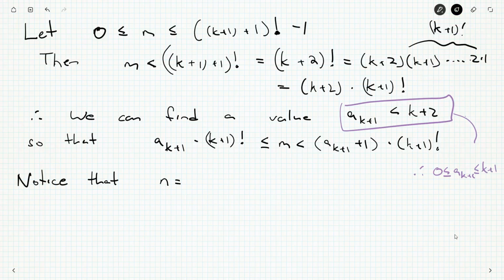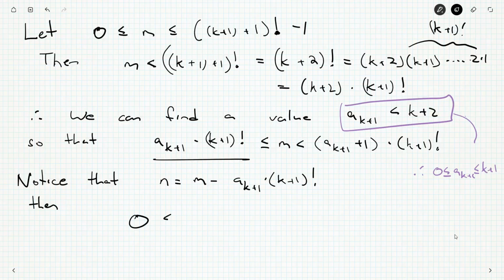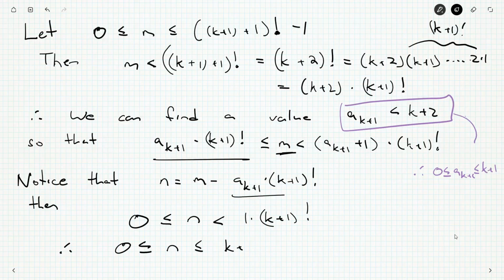Notice that if I define n to be m minus a_{k+1} times (k+1) factorial, then what happens when I subtract a_{k+1} times (k+1) factorial from this side? I get 0, less than or equal to m minus this amount, which by definition is n, less than (k+1) factorial. So 0 is less than or equal to n, which is less than or equal to (k+1) factorial minus 1. Oh, but this right here is the assumption that we made that this works for k.